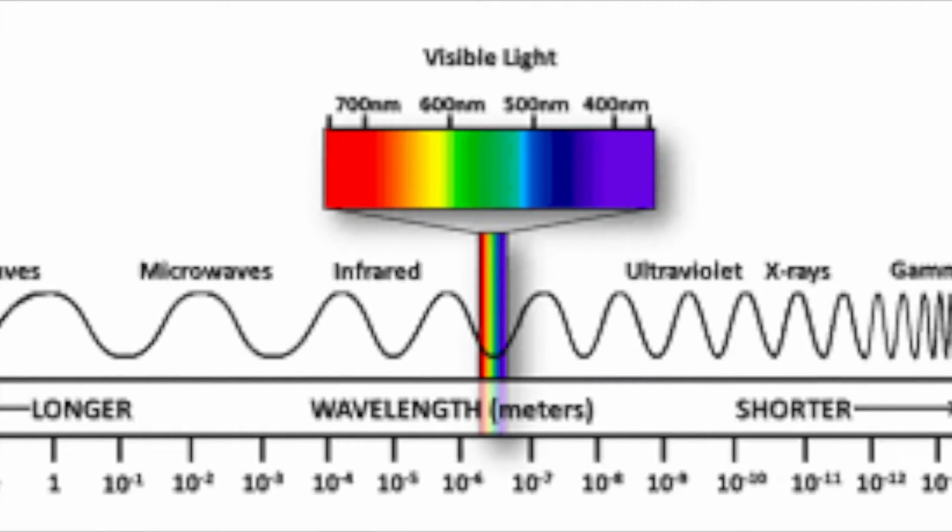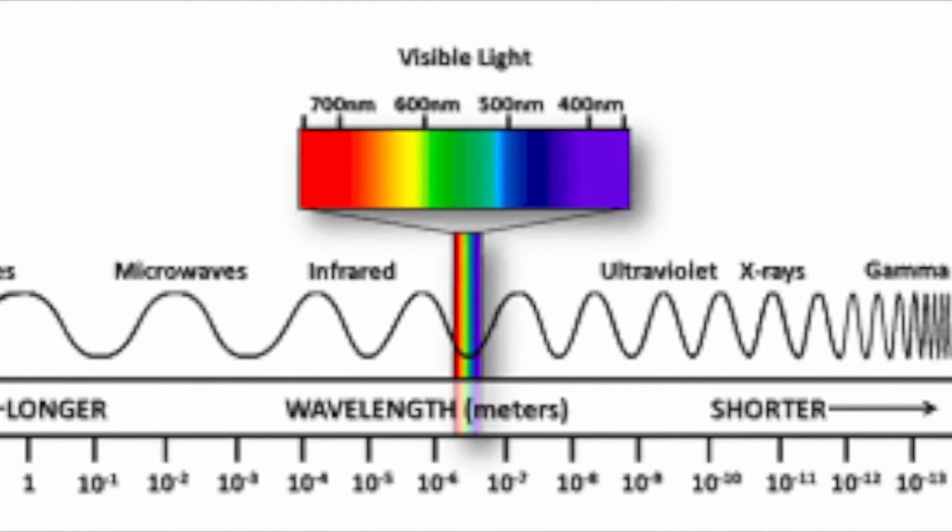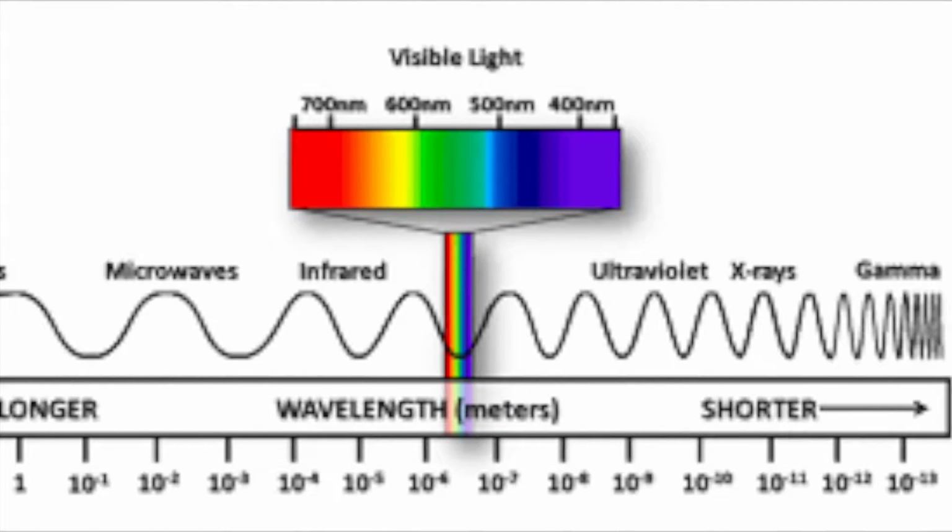Scientists differentiate the various types of radiant energy from the sun using the electromagnetic spectrum. The difference between each wavelength relates to the amount of energy carried by them.